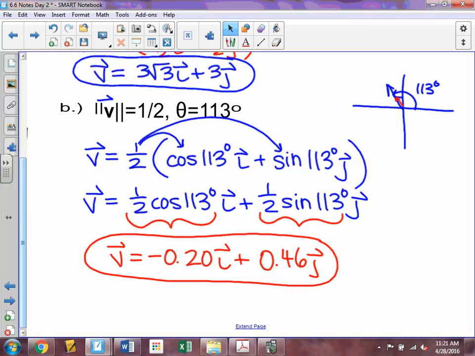Again, you can check the magnitude. Square root of a squared plus b squared better be pretty close to a half. We did some rounding, so it's not going to be exact. The tangent of theta would be 0.46 divided by negative 0.20. Better end up being right around 113 degrees when I find that. So we have a lot of checks here.